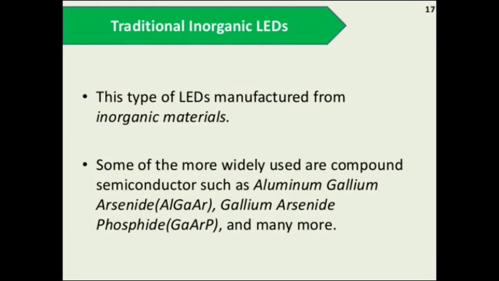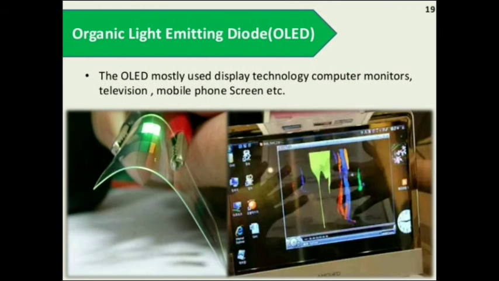Traditional inorganic LEDs. This type of LED is manufactured from inorganic material. Some of the more widely used compound semiconductors are aluminum, gallium arsenide, phosphide, and many more.